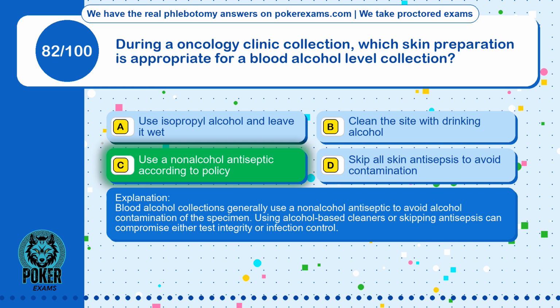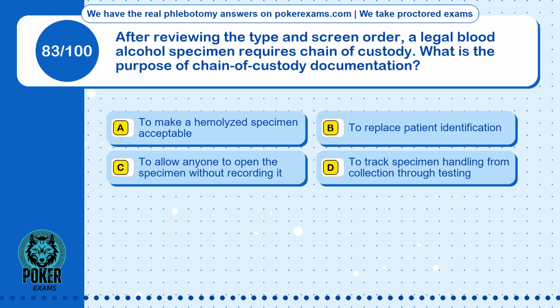Question 83. After reviewing the type and screen order, a legal blood alcohol specimen requires chain of custody. What is the purpose of chain of custody documentation? Option A. To make a hemolyzed specimen acceptable. Option B. To replace patient identification. Option C. To allow anyone to open the specimen without recording it. Option D. To track specimen handling from collection through testing.